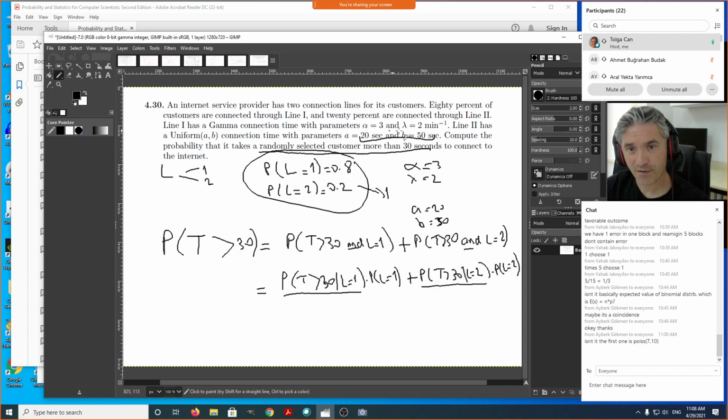So the probability that t is greater than 30 is 20 divided by 30, which is 2/3, 2 over 3, which is 0.666. We are going to multiply this with the probability to connect via line 2, which is 0.2. And we are going to compute the gamma CDF. So it's going to be 1 minus CDF gamma.